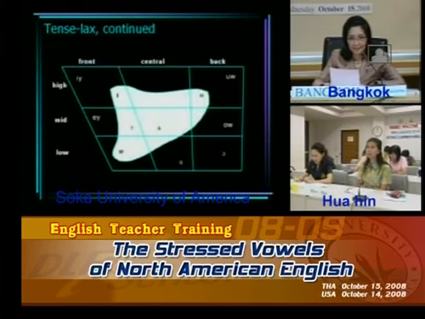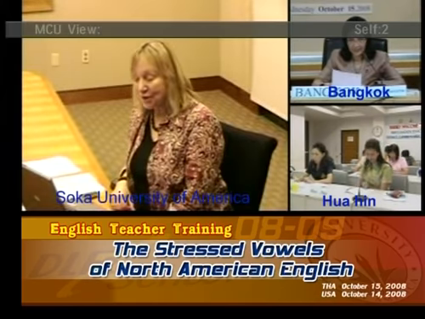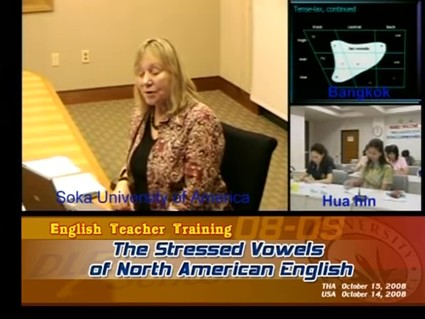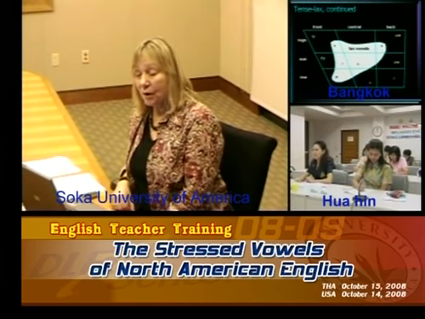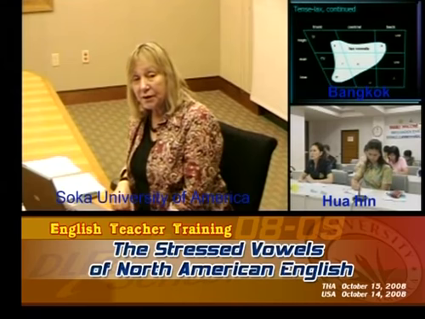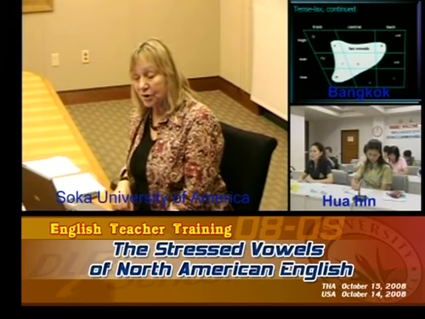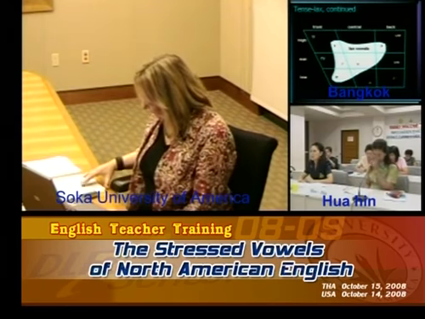I am a visual learner, so for me it's easier to understand if I see a picture. I think this helps us a lot to understand where the lax vowels occur inside the oral cavity, and where the tense vowels occur. Remember I said that the tense vowels occur on the periphery or the outside of the oral cavity, and the lax vowels occur in the center of the oral cavity. I think this picture shows this very nicely.